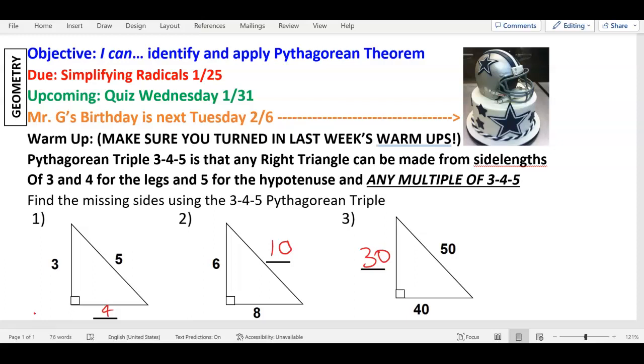Pythagorean theorem. Who's done Pythagorean theorem before? Anybody use a squared plus b squared equals c squared before? Okay. You should have. And if you don't remember, that's why we're reviewing it. For some of us, we're learning it for the first time. Either way, we're going to get it.